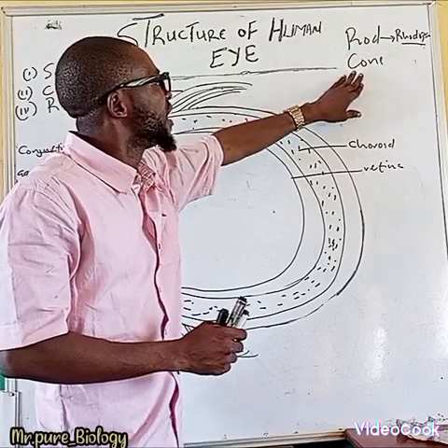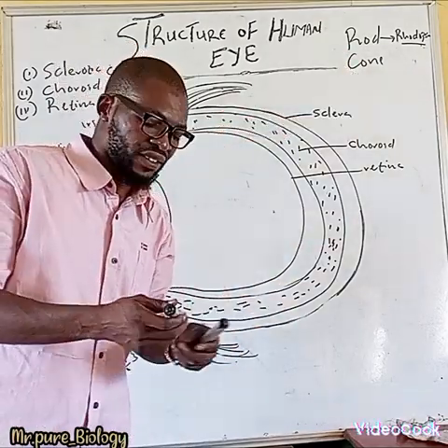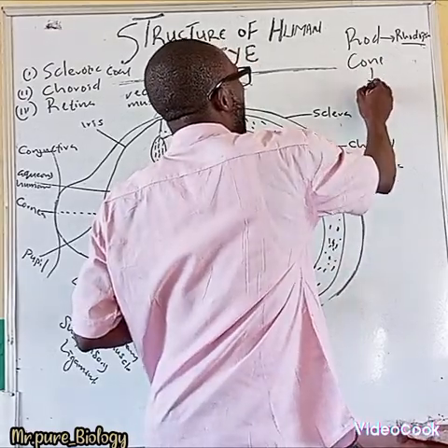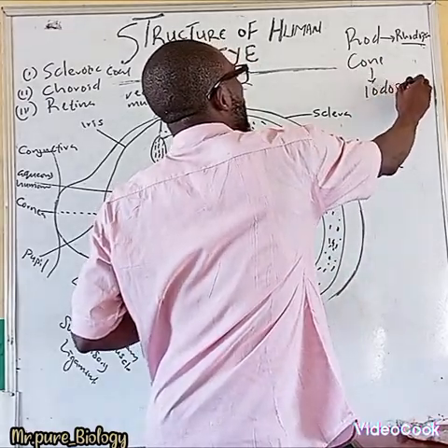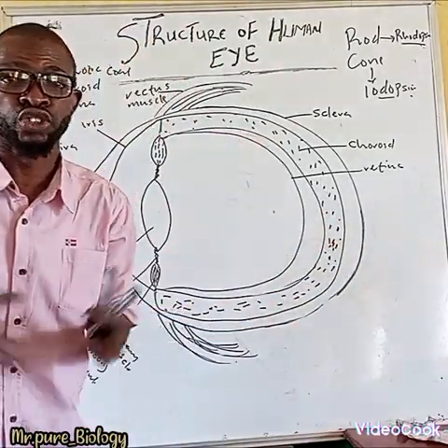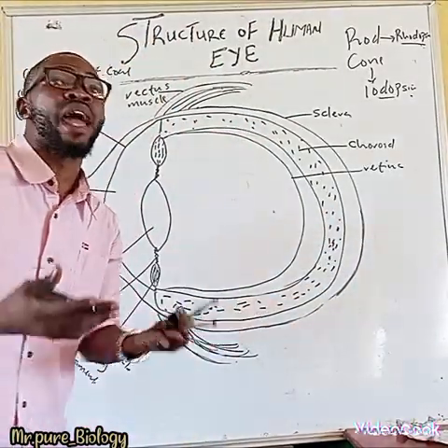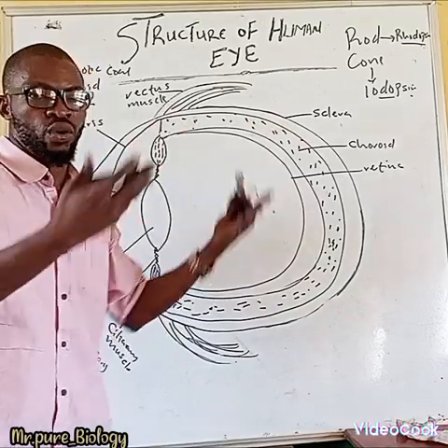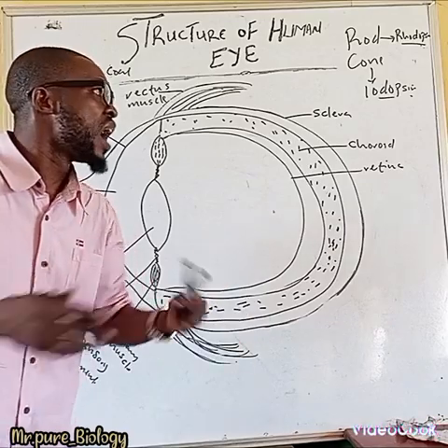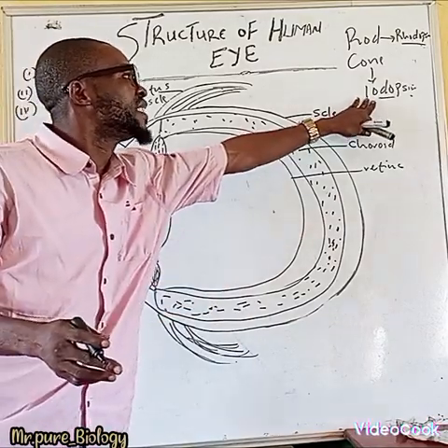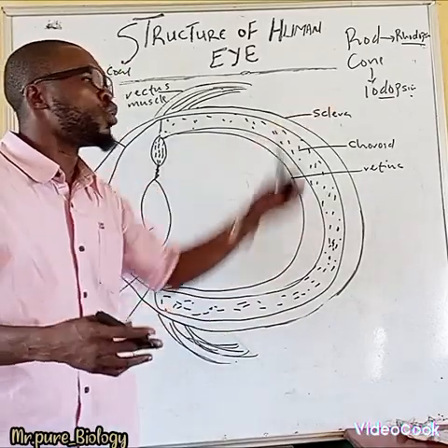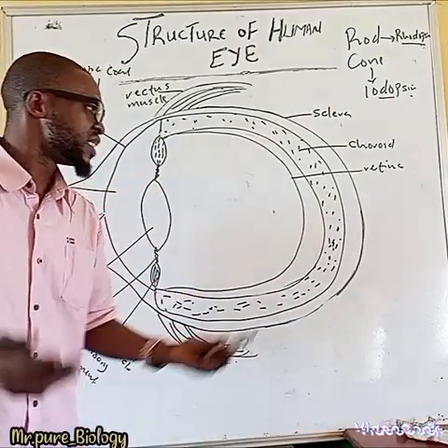The cone also has a visual purple, called iodopsin. The visual purple of the cone is what we call iodopsin. It is able to interpret the spectrum, a common example being the rainbow, to identify different colors. When we identify colors like blue, green, yellow, purple and others, with the help of this iodopsin that forms the cone, we are able to differentiate the colors.